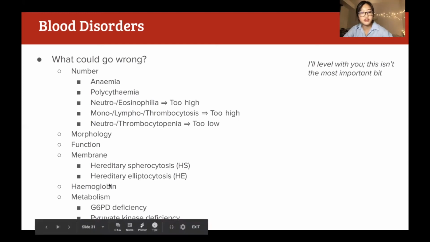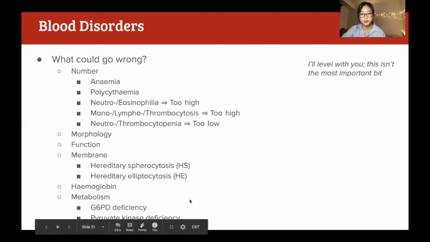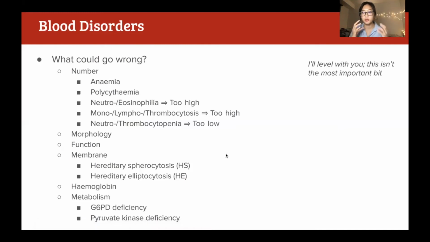And then we can also have metabolism going wrong. So this specifically refers to the metabolism carried out by blood cells, because obviously they also need energy to function properly and to be able to form a working immune system or a working oxygen transport system. So that's literally all you guys have to know for this bit.